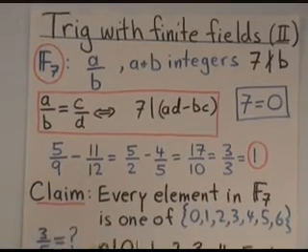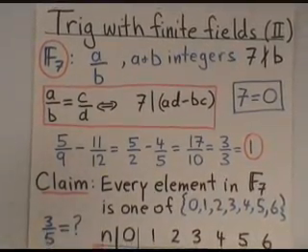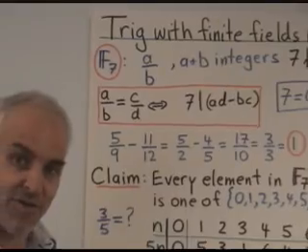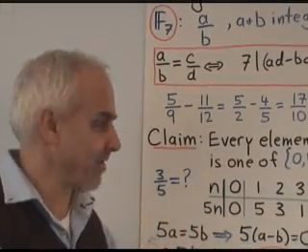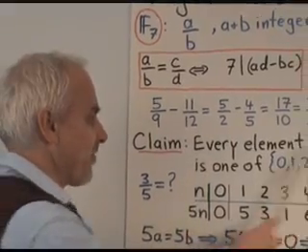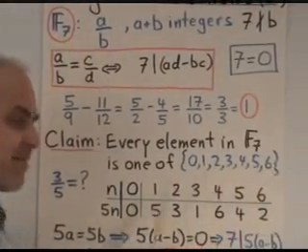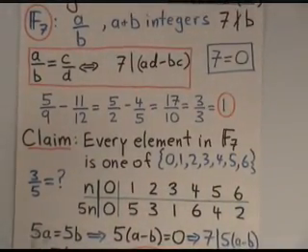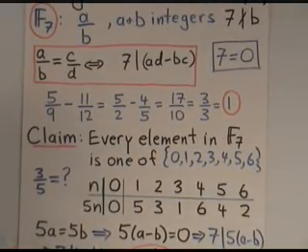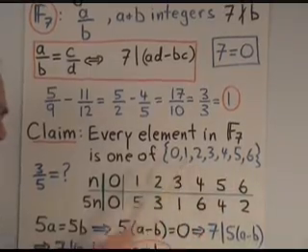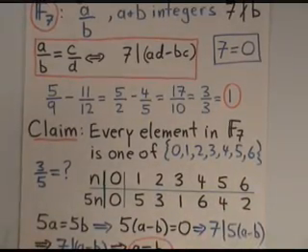What makes this so pleasant and so simple is that instead of having billions of fractions, it turns out that there are actually only 7 different fractions. Every element in F7 is one of these 7 numbers. I want to convince you of that. For example, suppose that I wanted to convince you that 3 over 5 is actually one of these 7 numbers. How would I do it?